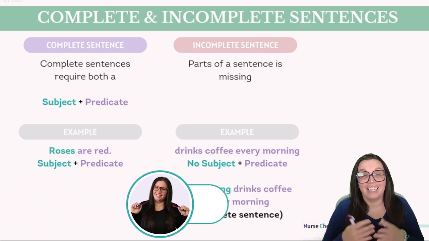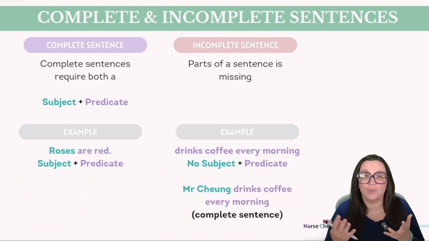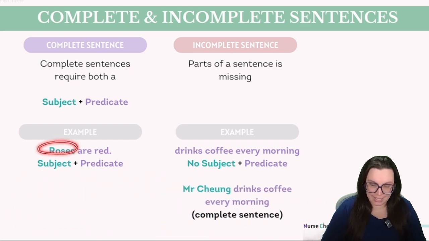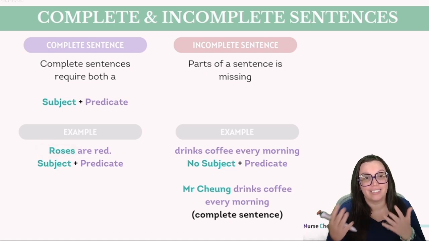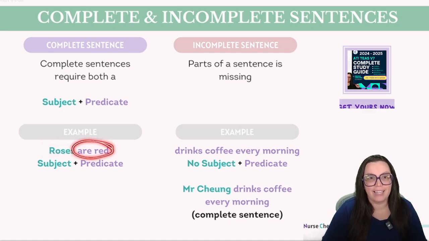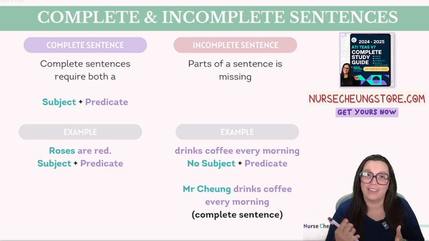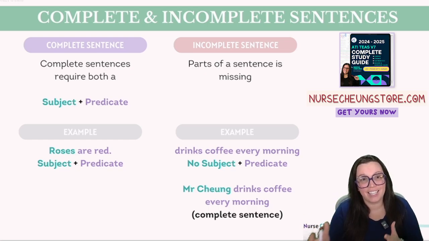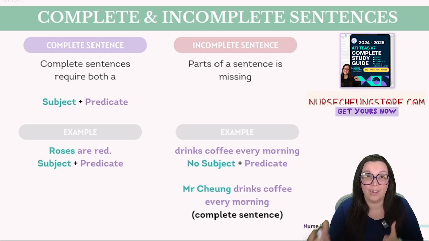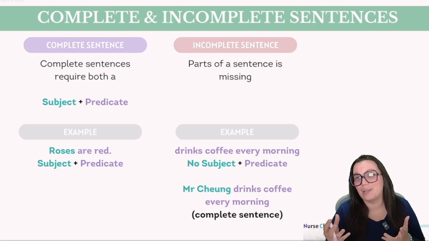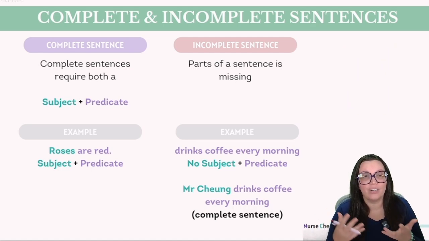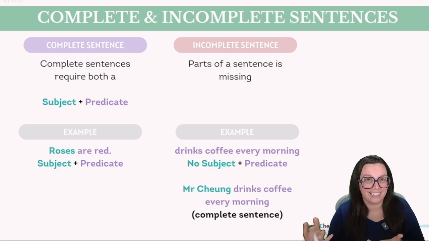or being. Consider the sentence, roses are red. Here, roses is the subject of what we are discussing, and are red is the predicate. It describes what the subject is doing or how it is. Since this sentence includes both a subject and a predicate, it qualifies as a complete sentence. Next, let's examine more sentence fragments and learn how we can transform them into complete sentences.